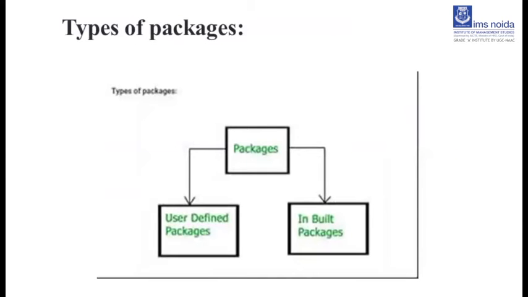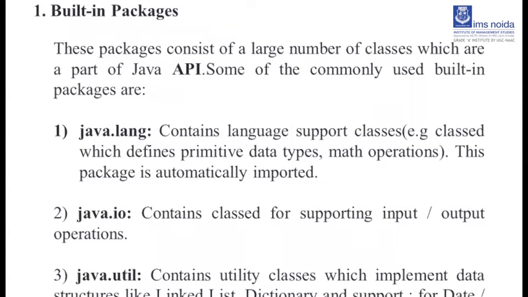Types of packages. There are basically two types of packages. First is user defined packages and the second is inbuilt packages, right? So first we are going to cover built-in packages. These packages consist of a large number of classes which are a part of the Java API. This is the complete functionality of the API where you have the built-in functionality. You just define that package and you can access all the functionality of that package, right?